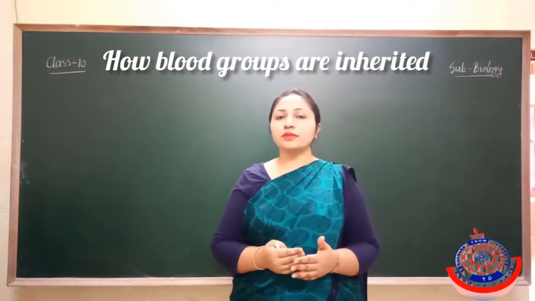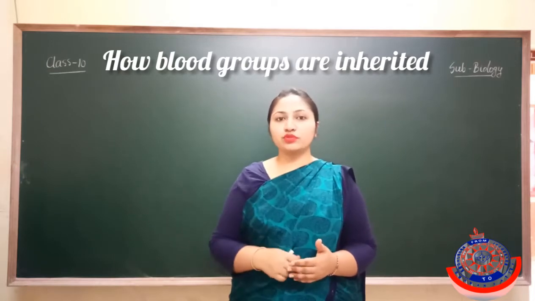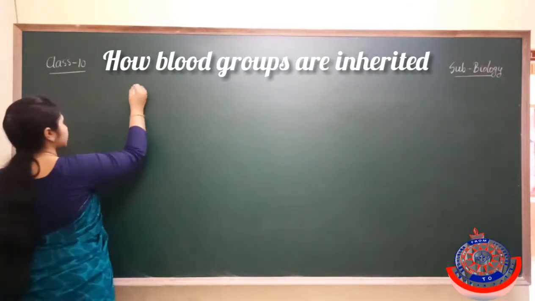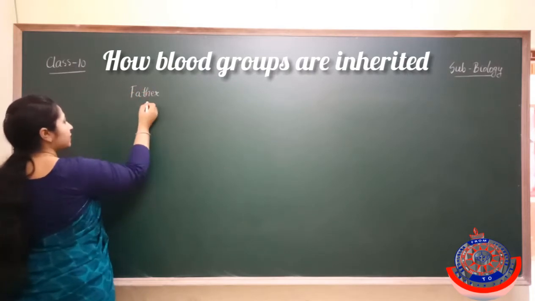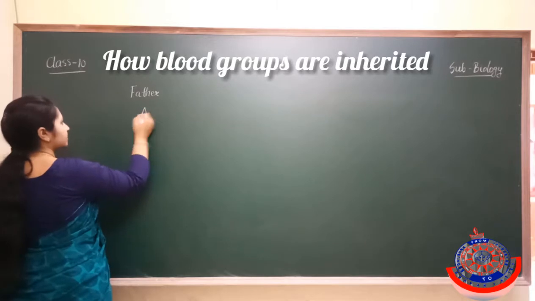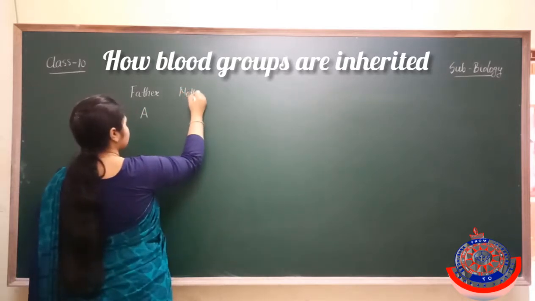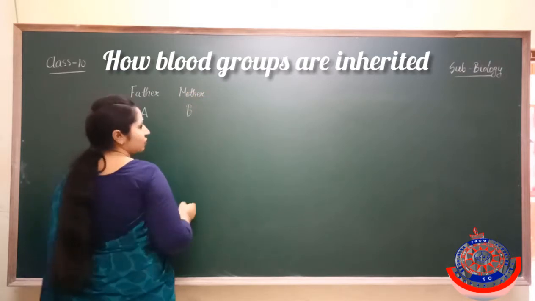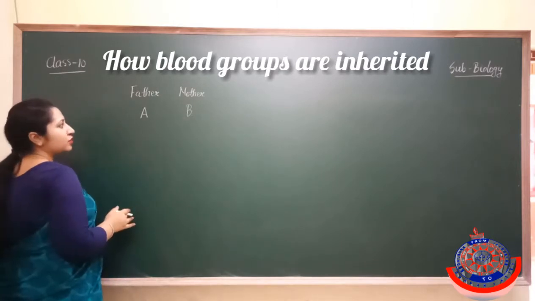Now we will solve some questions related to blood groups: if we know the blood groups of the parents, then what will be the chances of the blood groups of their progeny? Suppose we take one example. If the father has the blood group A and the mother has the blood group B, then what will be the chances of the blood group of their progenies?